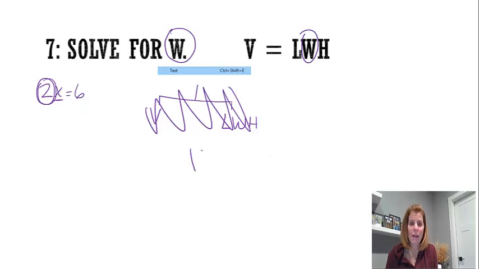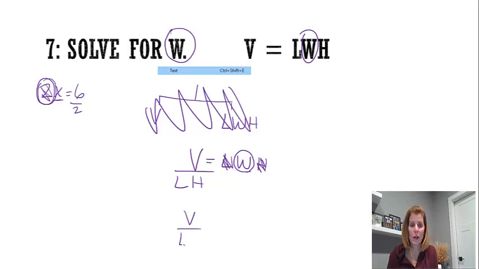So if I have volume equals length, width, height, I want the W by itself. I do not want the L. I do not want the H. So just like over here, to get rid of the 2, we divided by 2. To get rid of the L and the H, we're going to divide by the L and the H. Okay, so my answer is going to be V over LH equals W. It said to solve for W. It says W equals. So I did solve for W.